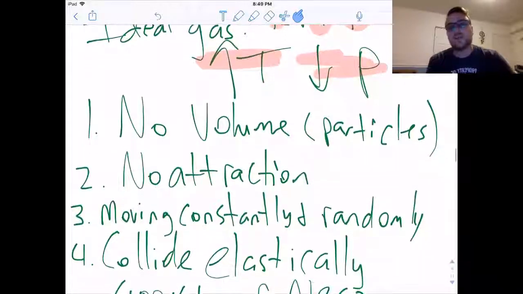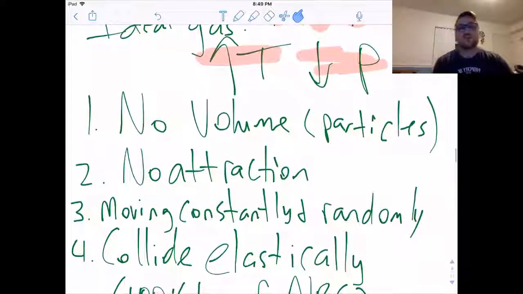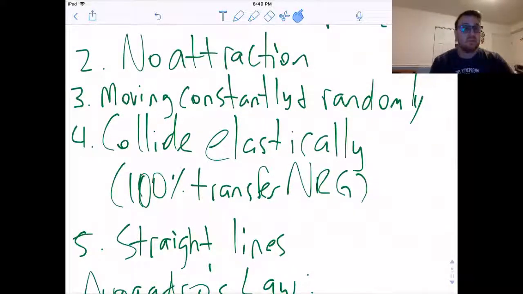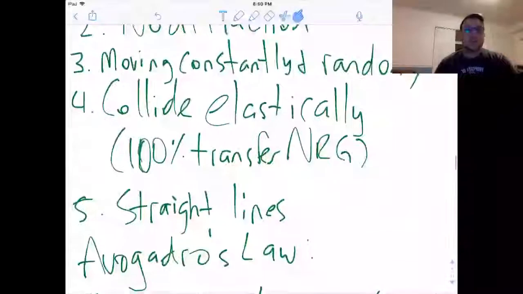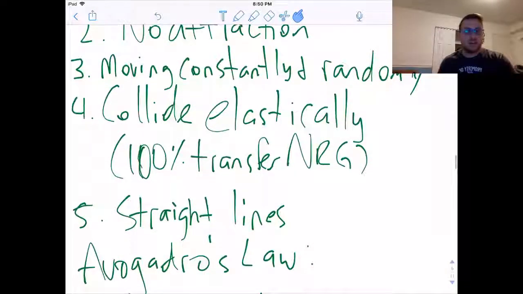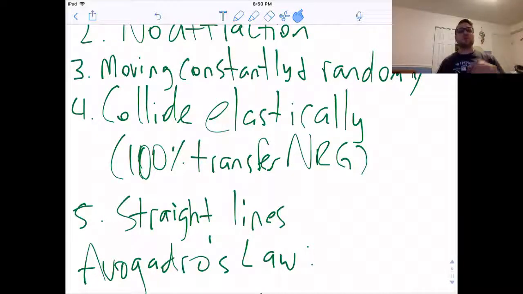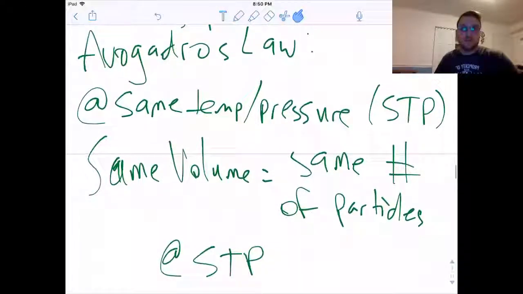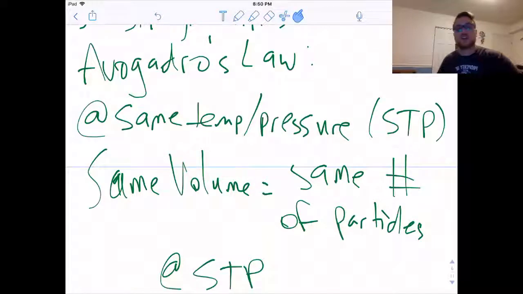Avogadro's law. If you're at the same temperature and pressure, which is not the same as STP, but usually they say at STP, if you're at the same temperature and pressure, that means if the particles have the same volume, and this is gas only, the same volume of particles will have the same number of particles. So 5 liters of carbon dioxide, 5 liters of argon, and 5 liters of helium all have the same exact amount of particles of gas.